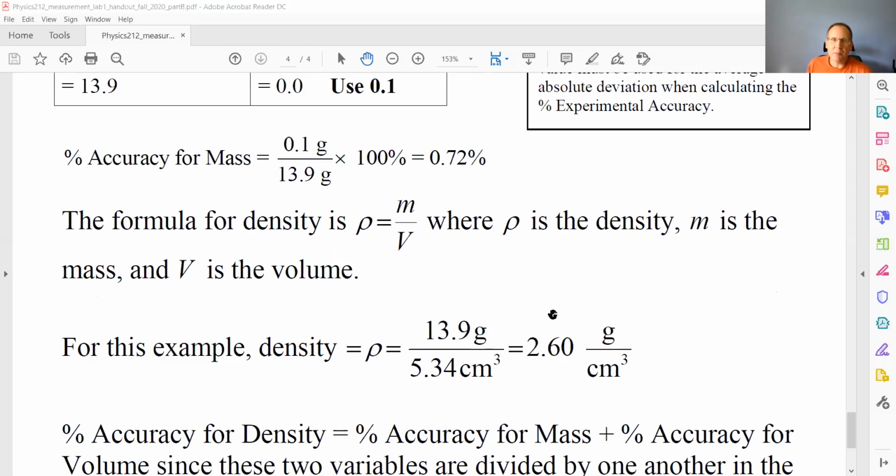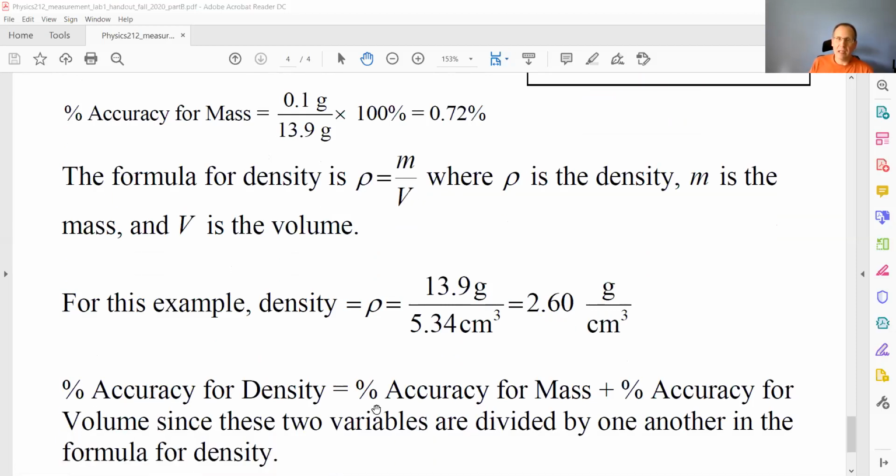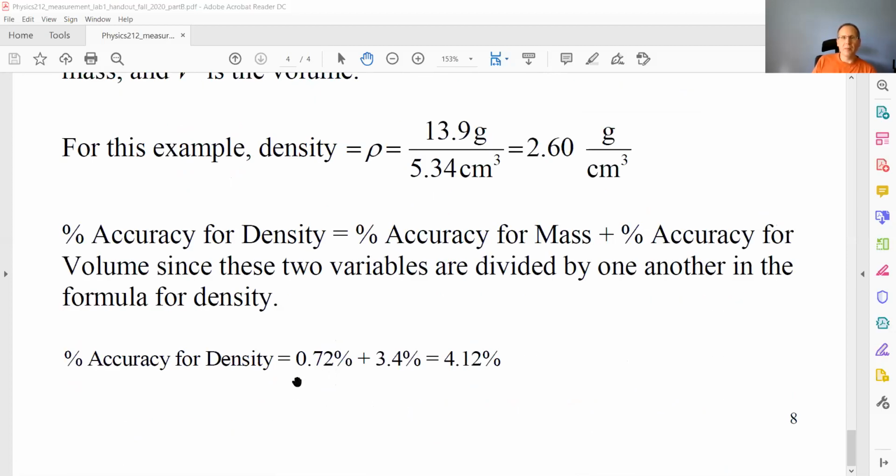And then if I wanted to compute the percent experimental accuracy for density, since this equation involves dividing two variables, remember, whenever you have an equation that involves multiplying or dividing variables, and you want to compute the percent experimental accuracy for that dependent variable, the rule is you add the respective percent accuracies for the variables. So percent experimental accuracy for density is simply going to be the percent experimental accuracy for mass plus the accuracy for the volume. In this case, the accuracy for the mass we computed to be 0.72%, the volume was 3.4. If I add those together, that's going to be the accuracy for density, 4.12%.